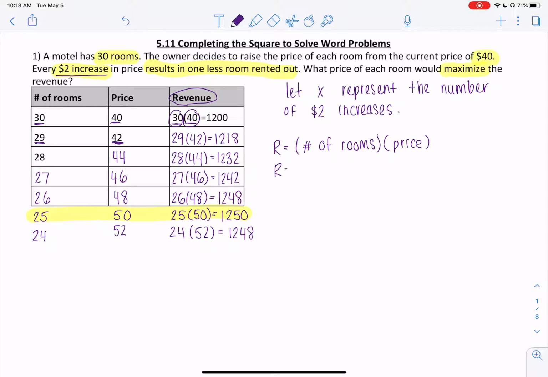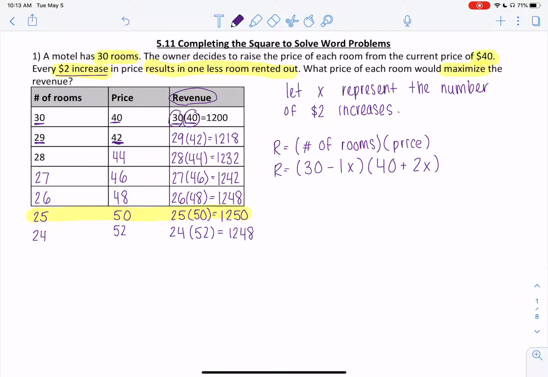So how many rooms do I have? Well, I start with 30, but it's not always 30. It's 30, but I lose one every time I increase the price. So I have 30 minus 1 times however many price increases I do. Now for my price. My price starts at 40, but it's going to be increasing by $2 every time I increase the price. So every time I increase the price, I'll go up 40, 42, 44, 46. So that's why we write it like this.